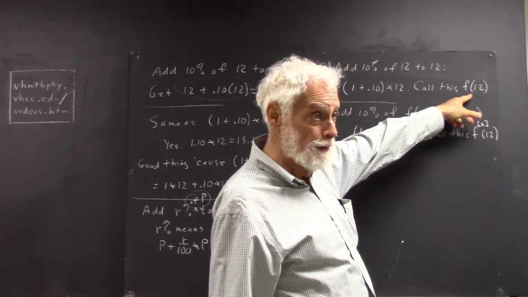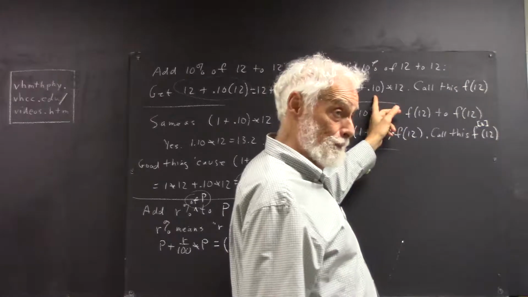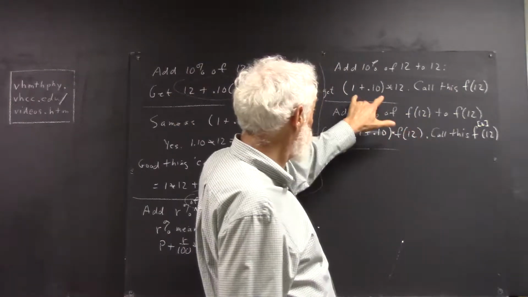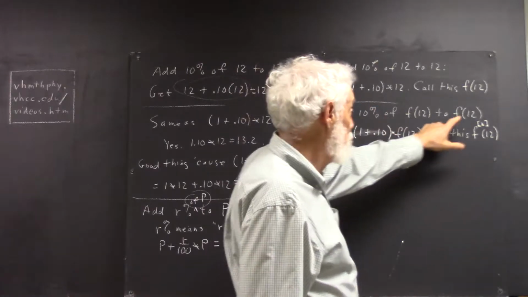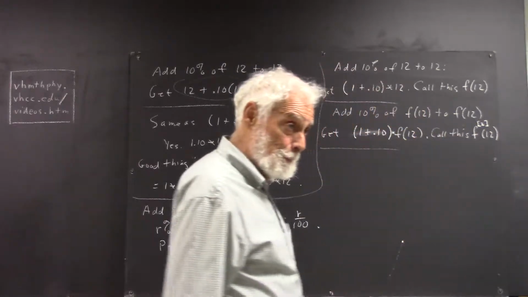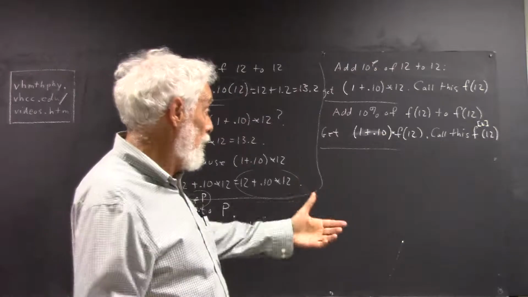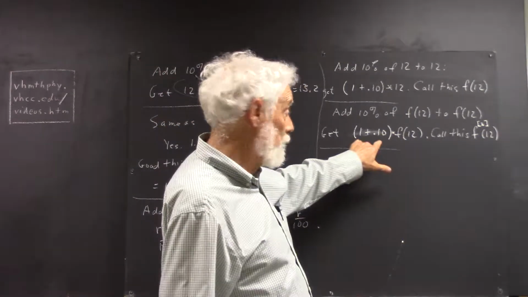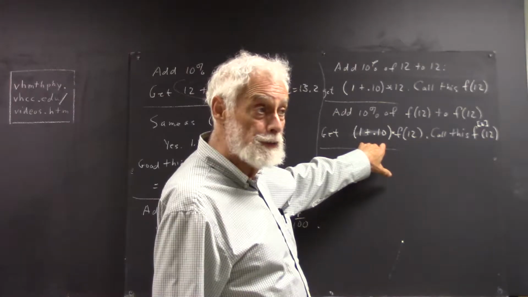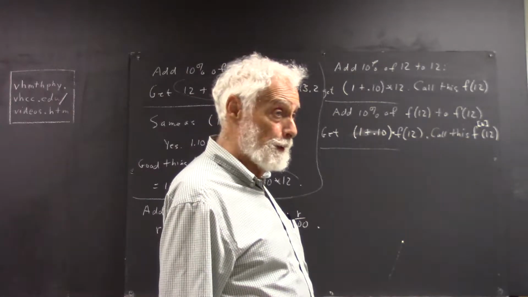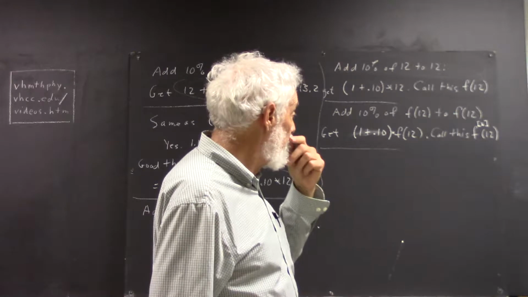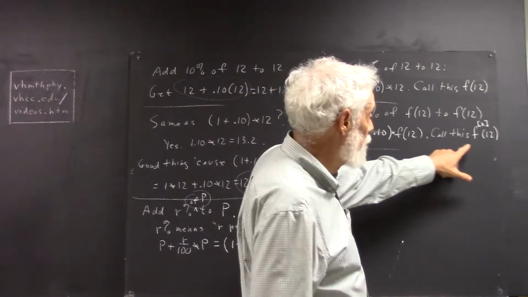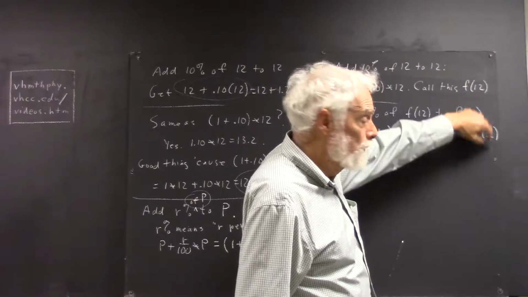You don't have to know that. It's just what we're going to call this. Then we add 10% of f of 12, which is, of course, this, to f of 12, right? And when we add 10% of a quantity to another, this is what we do. We multiply it by 1 plus 0.10. Okay? Then, let's look at where this is. And we call this then f bracket 2 of 12, right?